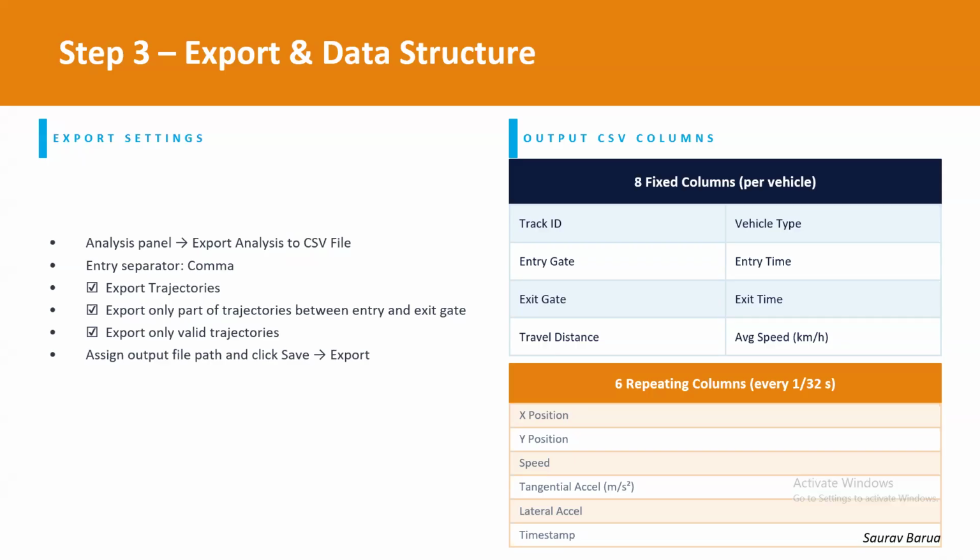There are actually 8 fixed columns: track ID, vehicle type, entry gate, exit gate, entry time, exit time, travel distance, and average speed. The next 6 columns are repeated and describe 1/30 second, not 1/32, actually 1/30 second. Those are X position, Y position of the vehicle, speed, tangential acceleration, lateral acceleration, and time step. These last 6 columns will be repeated multiple times.